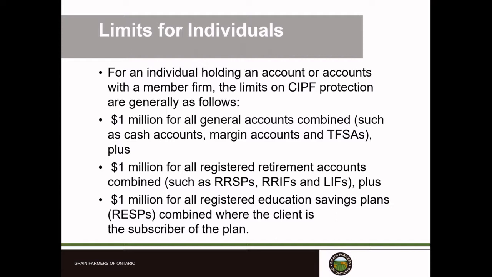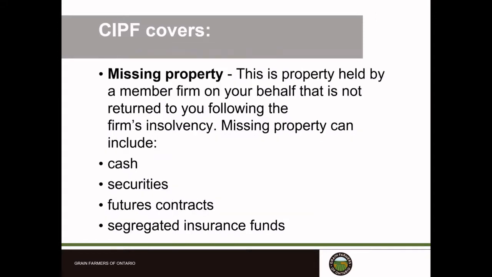A second set would be registered funds, and this would include RSPs, RIFs, and LIFs, okay? So that was a different category altogether. And again, that's combined together for another $1 million. So it has expanded quite nicely over the years. And then finally, there's $1 million for all registered education plans, or RESPs, where the client is the subscriber to the plan. So they have three different broad categories there. So in theory, you could be insured for up to $3 million with the CIPF, and that's a long way from the 100,000 total that they had when I started in 1985, okay? Okay, so the CIPF basically covers missing property.